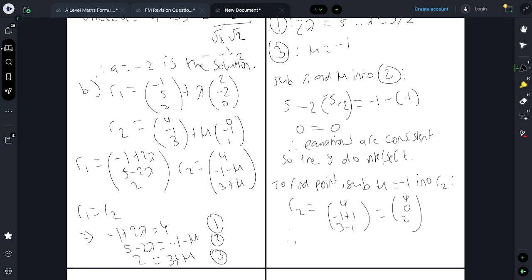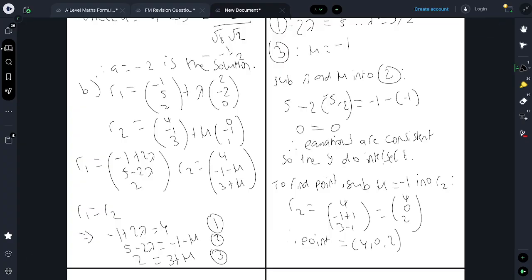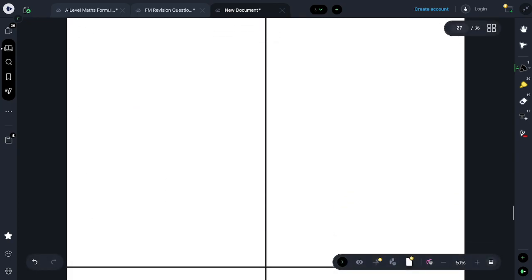Therefore, the point is (4, 0, 2). That's the point of intersection there. What we've done is shown that all three equations are consistent when you equate them, so there is an intersection, and the point is found when you substitute the parameter in. Hopefully that should be fairly straightforward.